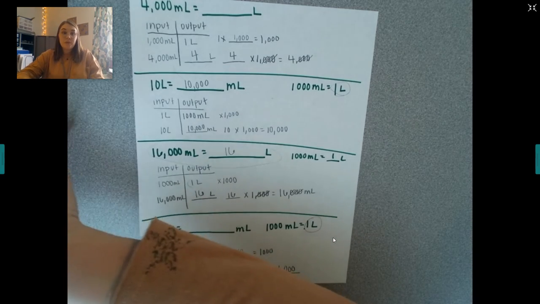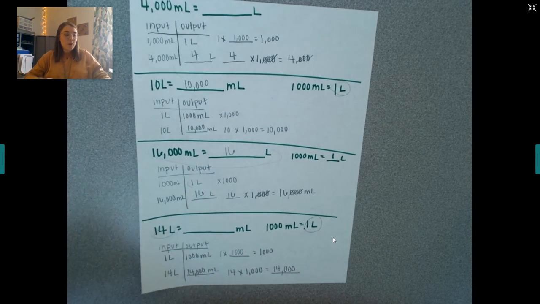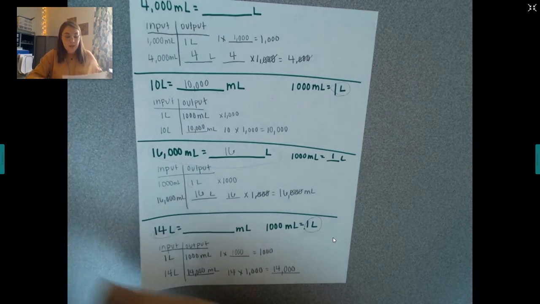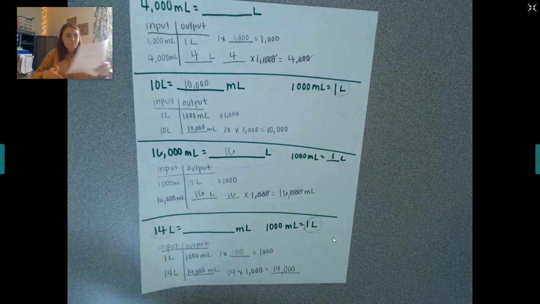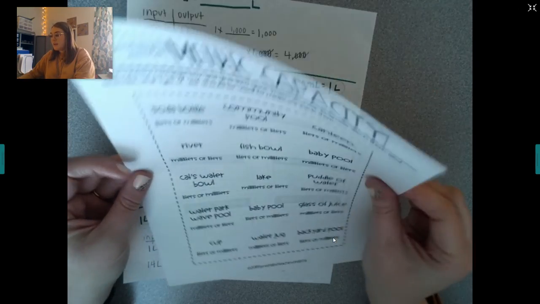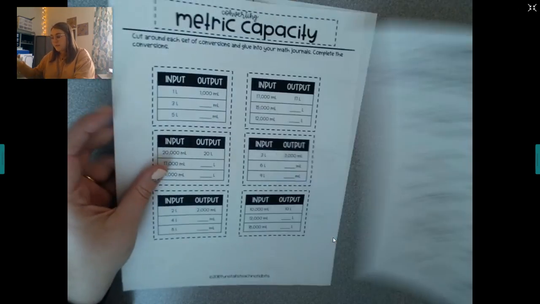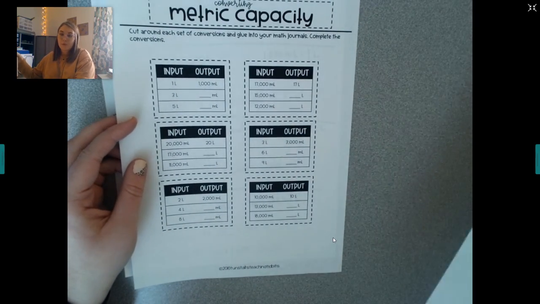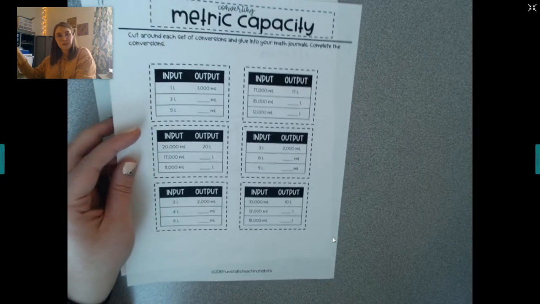All right, my friends, now that we have done 4 example problems, I think that you are ready to go do these on your own. Your paper looks exactly like you've been working on the past few days. It has the first page, and you're going to choose liters and milliliters. On the second page, it has 6 input-output tables, and you're going to have to convert some of these from liters to milliliters or milliliters to liters.